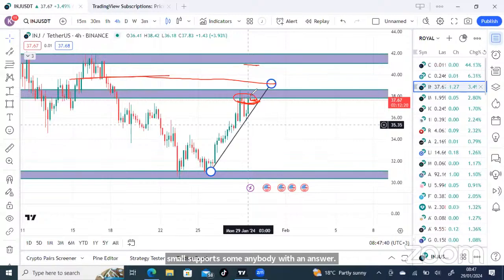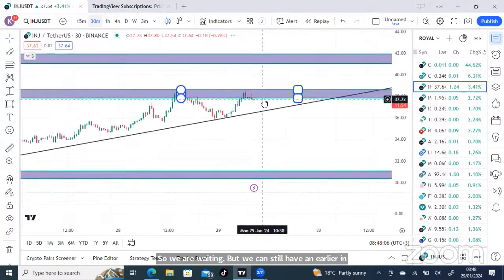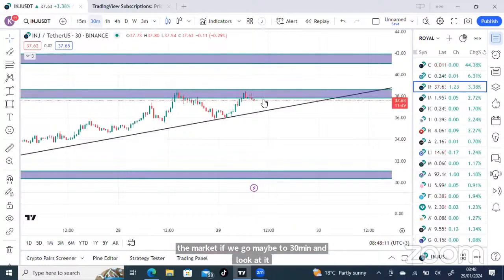Some answers in the chat. Yes, this was support, this was resistance. Thank you. Because it has failed to break our resistance, things can change, guys. And it gets back here. So we are waiting. But we can still have an earlier entry in the market if we go maybe to 30 minutes and look at it. You see, even in 30 minutes, there's no breakout.